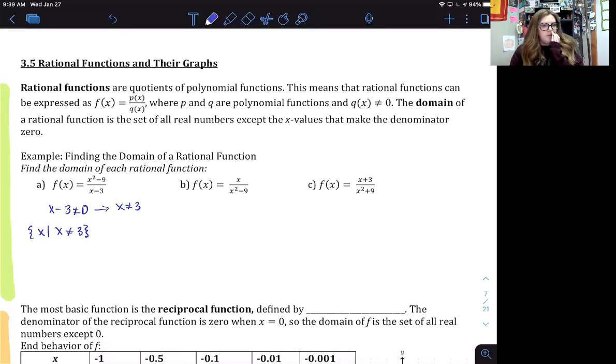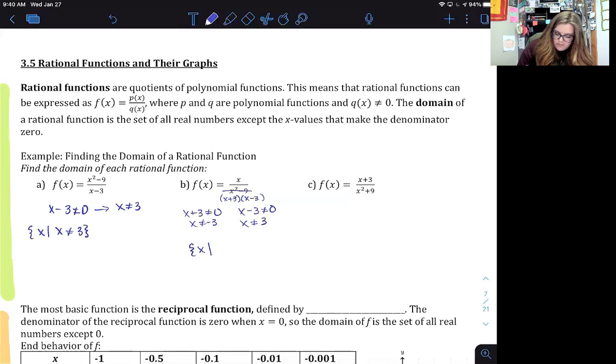All right, looking at b, we have x divided by x squared minus 9. If we factor that denominator, this becomes x plus 3, x minus 3. And if we set each of those not equal to 0, we get x cannot equal negative 3 and x cannot equal positive 3. So our domain is the values of x such that x does not equal plus or minus 3.